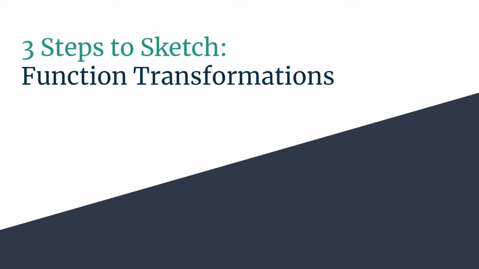Welcome to 3 Steps to Sketch on Function Transformations. In this video, we are going to look at a transformation of the square root function. So we will be looking at y equals 3 times the square root of negative x minus 1. And to do this, we will use the table method.